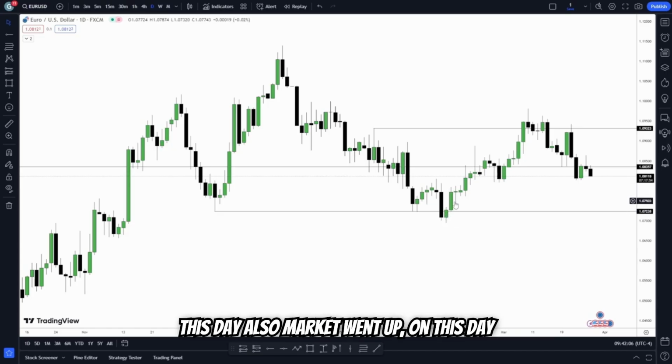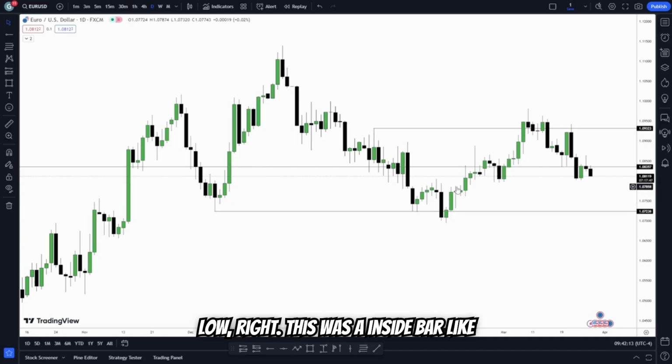Now on this day also, see, the market went up, on this day also the market went up, and see, this candle's low is not taking the previous candle's low, right? This was an inside bar, like the market was inside of this candle's range. This candle didn't take the low of this candle, and also didn't take the low of this candle, okay, and these were the days when it took the previous day's low. So these can be losing days. But the thing is, see what happens after that. It goes and hits that high, okay.